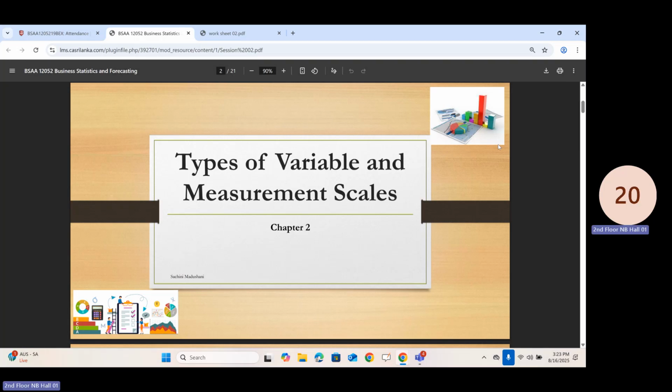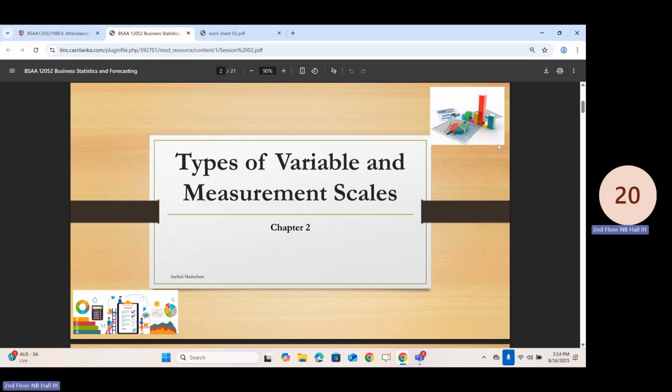Then last week we studied the first chapter, an introduction to statistics. What is statistics? What are the important concepts related to the statistics subject? Those things we studied. Today we move into the second chapter.